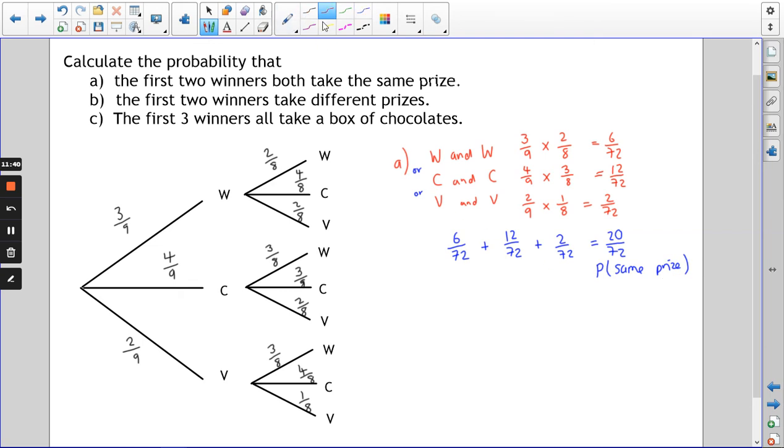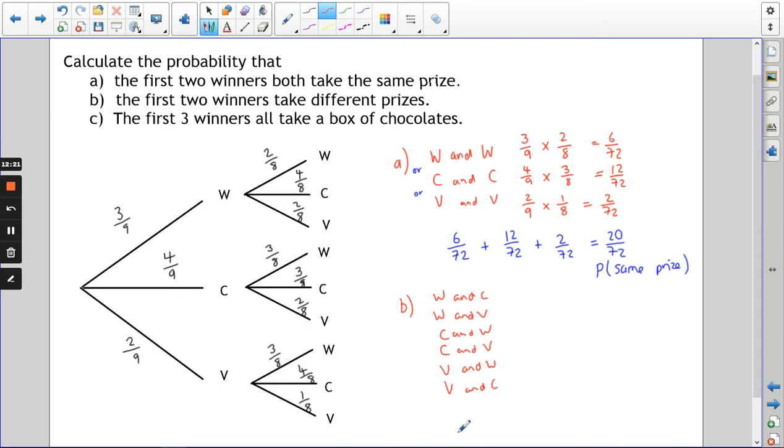Okay, now if you look at part B, part B says, well, what's the probability that they all take different prizes? Well, there's loads of ways of doing that. If I write the combinations down, we could have wine and chocolate. We could have wine and voucher. We could have chocolate and wine. We could have chocolate and voucher. We could have voucher and wine, or voucher and chocolate. So I could do each of those 6 combinations individually again. They'd all be out of 72 again, add them all up, and I would get the probability of the first two winners taking different prizes.